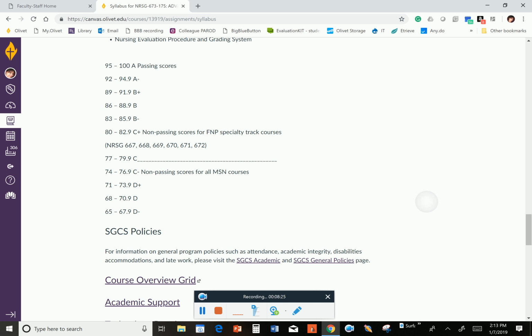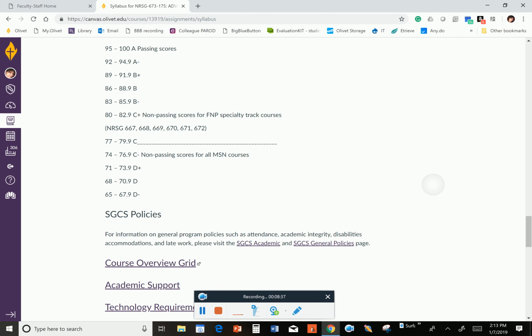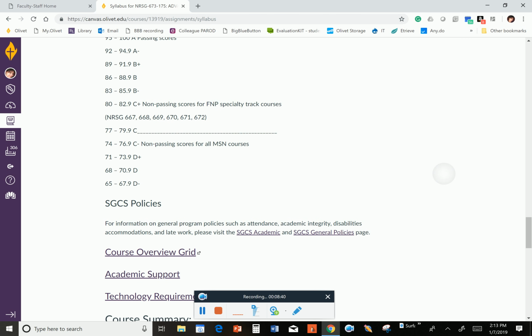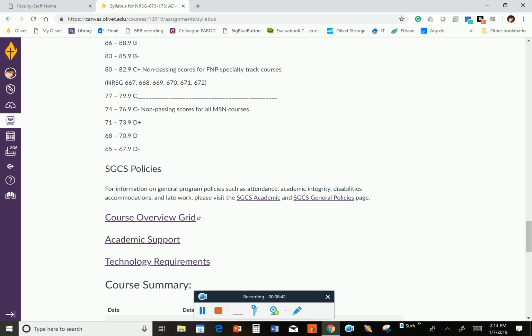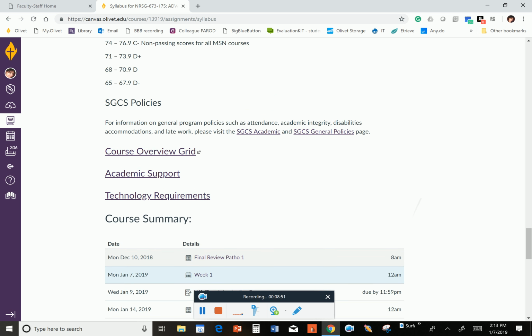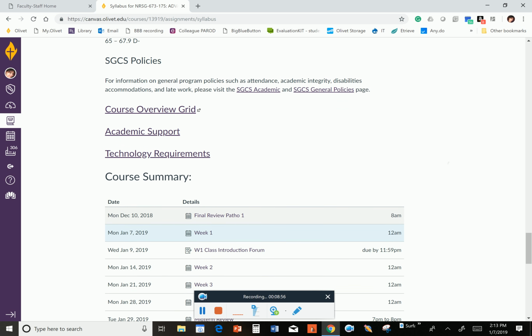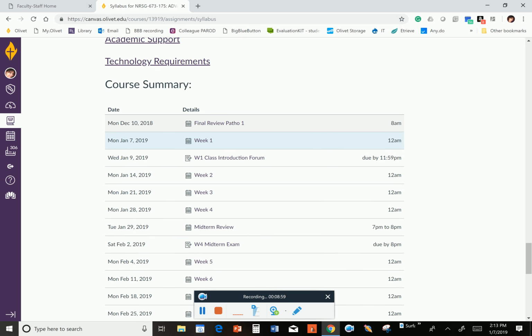If you get a C, it is considered passing only in the MSN courses. However, you are only allowed to get 2 C's. If you have more than 2 C's, you'll need to redo one. You are only allowed to redo it once, and if that persists, you may actually not be able to move forward in the program. Okay, and then we have classes here.